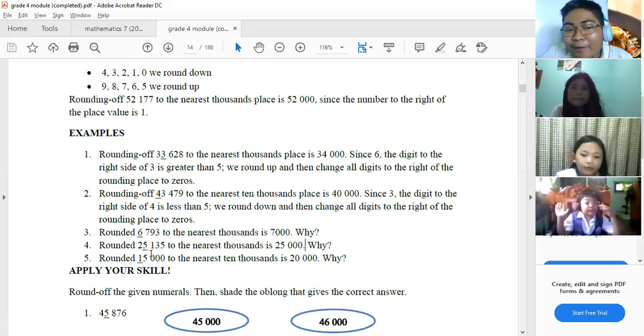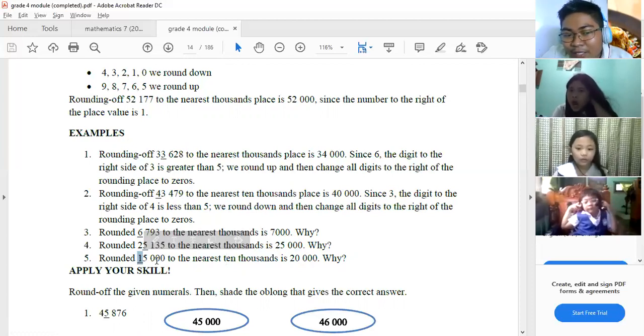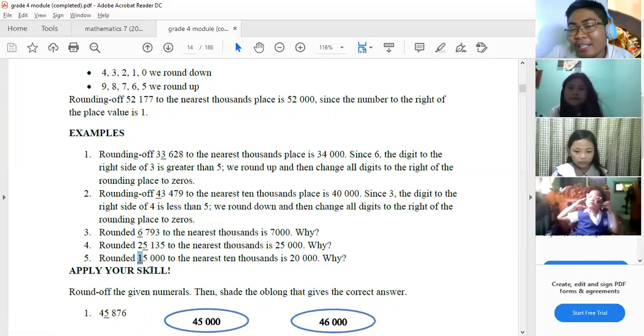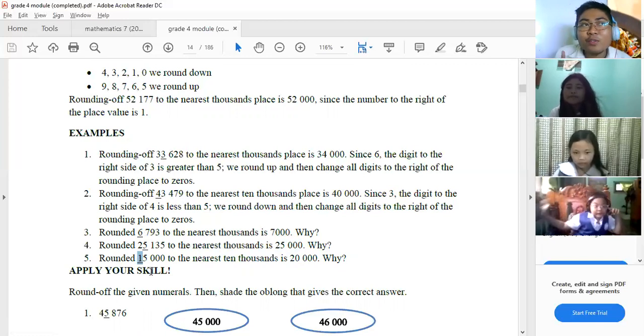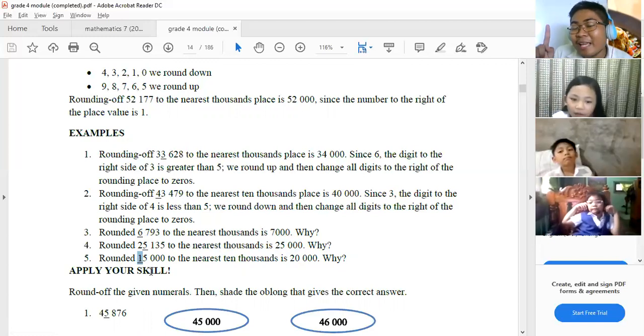How about number 5? Round 15,000 to the nearest 10,000, is it 20,000? Let's try. We have ones, tens, hundreds, thousands, 10,000. The digit in the 10,000 place is 1. What is beside it to the right? You have 5. Are we going to round up or down? Round up. So the 1 becomes 2. Therefore, the answer is 20,000.